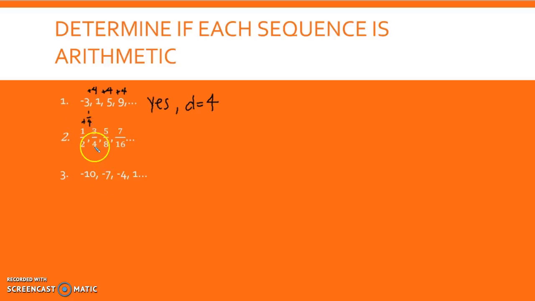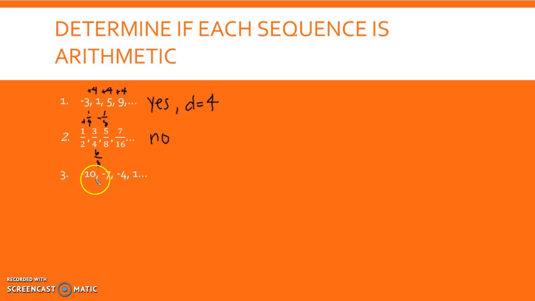For the second one, to go from 1/2 to 3/4, I add 1/4. To go from 3/4 to 5/8, I'm trying to figure out how I got there. So 3/4 as a fraction with a denominator of 8 is 6/8. So to go from 6/8 to 5/8, I subtracted an 8. That alone, because they're different, tells me that this is not arithmetic.